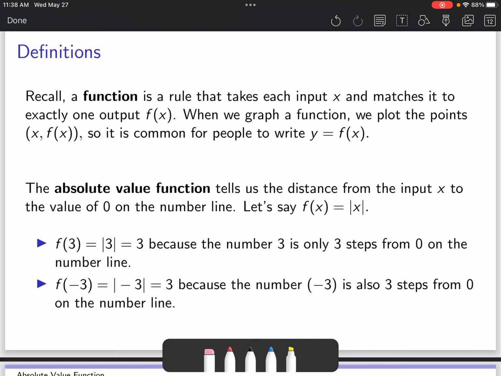So f at 3 equals the absolute value of 3 equals 3, because the number 3 is only 3 steps from 0 on the number line. In the same respect, f at negative 3, which is the absolute value of negative 3, is also equal to 3, because the number negative 3 is also 3 steps from 0 on the number line.